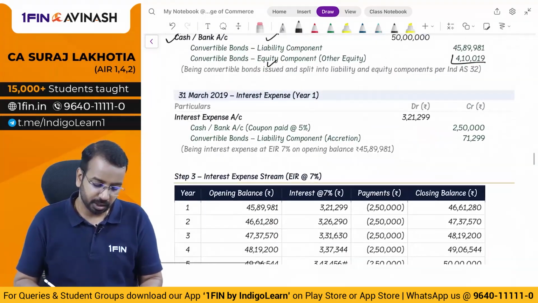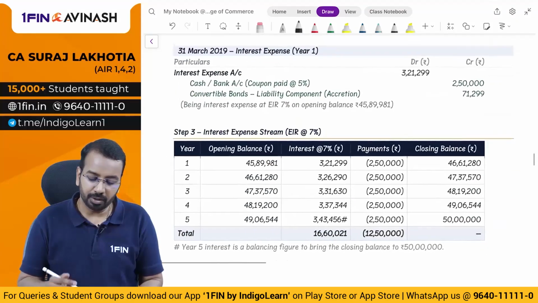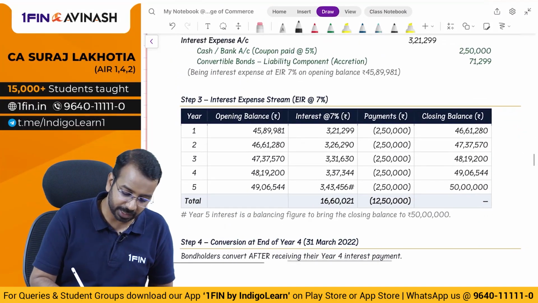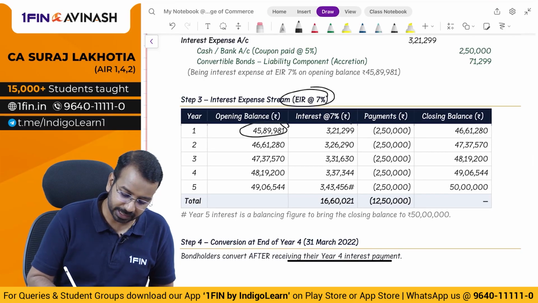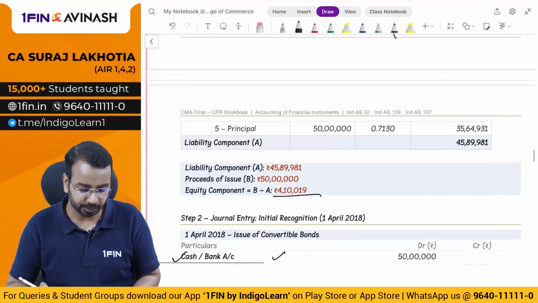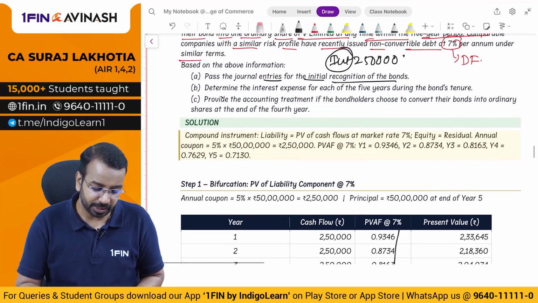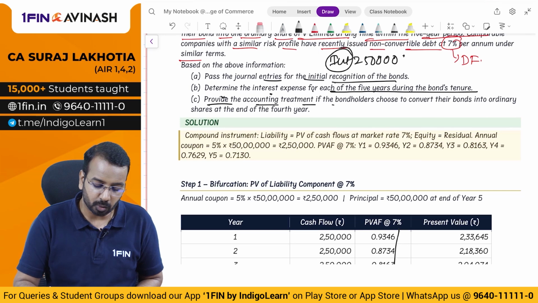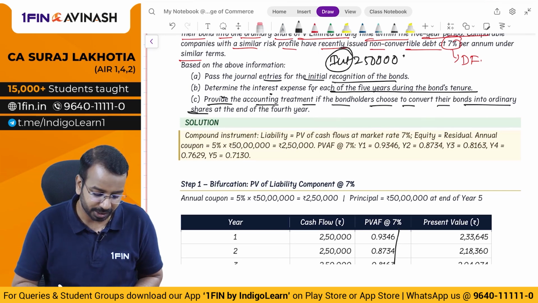Alright. Then, when we prepare the table, how will we prepare the table? We will prepare the table at 7%. So, opening balance, interest, payment, closing balance, like that we will prepare the table. All of us are aware of it. Now, here what is the question saying? Determine the interest expense for each of the 5 years. We have done.